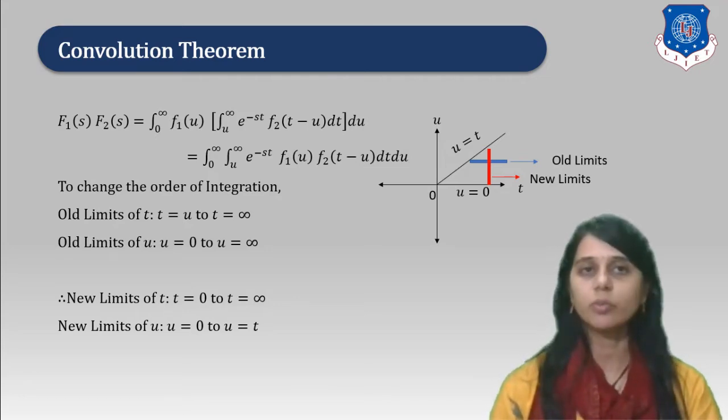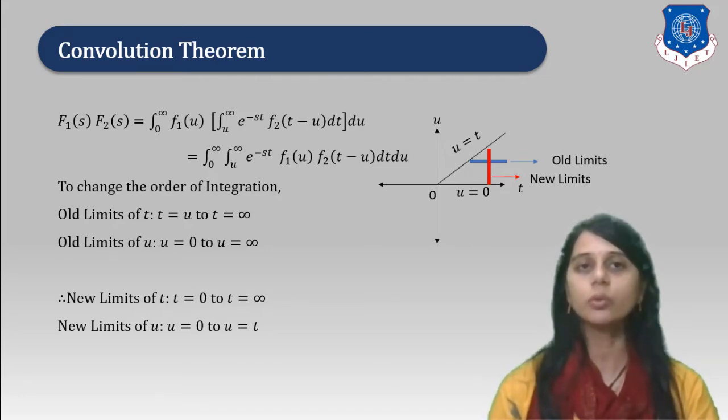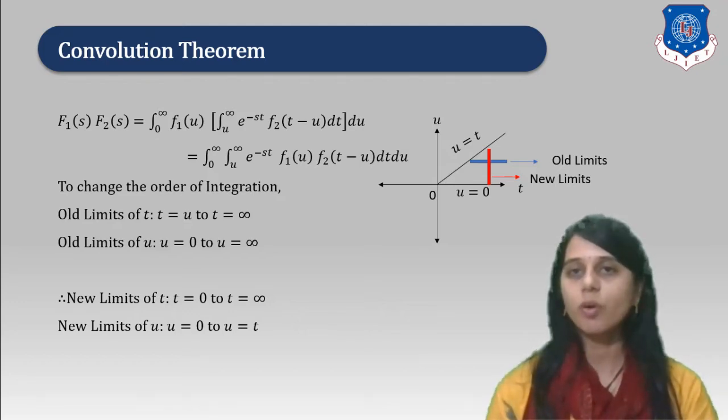So it is the integration from 0 to infinity of f1(u), integration from u to infinity of e raised to minus st f2(t minus u) dt du. Now, taking the limits in the graphical formation, u goes from 0 to t. There is an old limit and a new limit. To change the order of integration, the old limit of t is u to infinity, starting from horizontal strips with u equal to 0 to infinity. So the new limit of t is 0 to infinity, and then u equal to 0 to t.